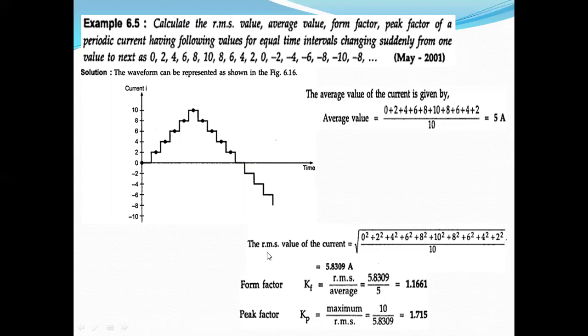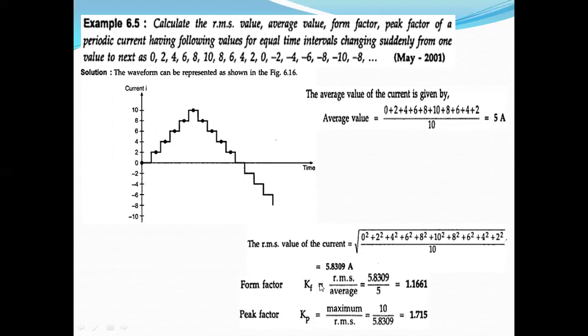The next is the RMS value of the current, and we know the RMS value is the square root of the average of the squares of the instantaneous values. So it is the square root of 0 square plus 2 square plus 4 square plus 6 square and so on, upon 10. So it is 5.8309. So the RMS value is this one.